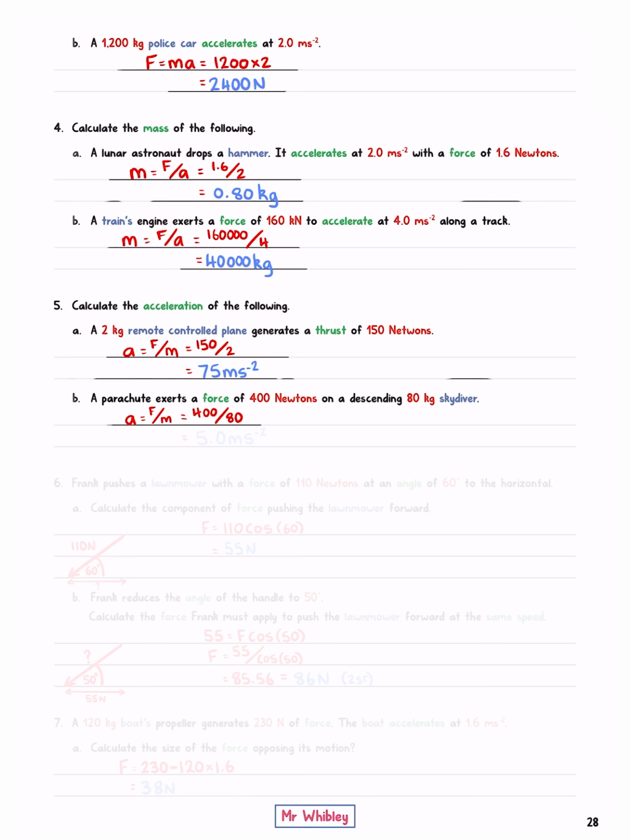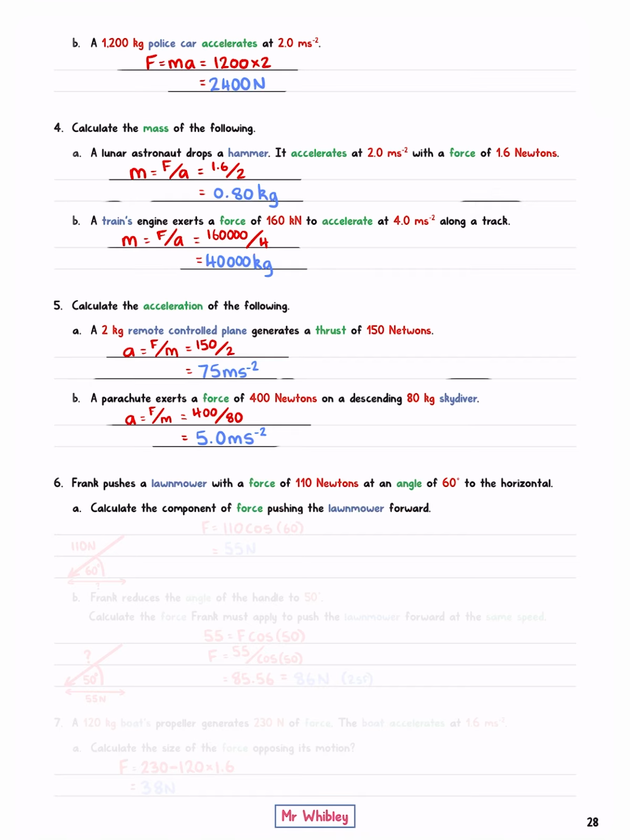Putting these numbers in gives me 5.0 meters per second. Question 6. Frank pushes a lawnmower with a force of 110 newtons at an angle of 60 degrees to the horizontal. Calculate the component of force pushing the lawnmower forward. If Frank is exerting this force at an angle of 60 degrees to the horizontal, because the lawnmower is moving horizontally, we're interested in the horizontal component of this force.